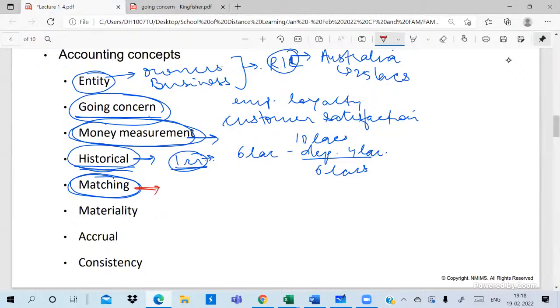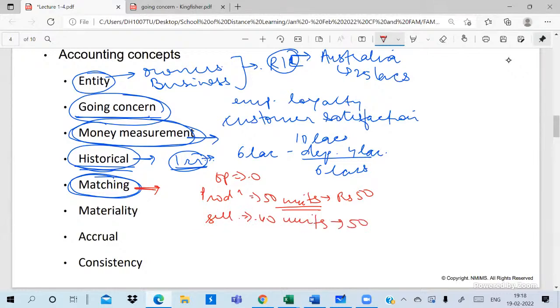Let's say I have produced 50 units of a particular product, whatever be the product, X, Y, Z, whatever. And let's say the cost is 1 rupee per unit, which means my cost is 50 rupees for 50 units. And I had zero opening stock. For simplicity, I'm assuming I had zero opening stock. So maybe this is the first year for the company. I've just started my business. So there's no opening stock that I have. I just start the production this year, produce 50 units, cost is 50 rupees. I sell, let's say, 40 units and I sell them for 50 rupees.